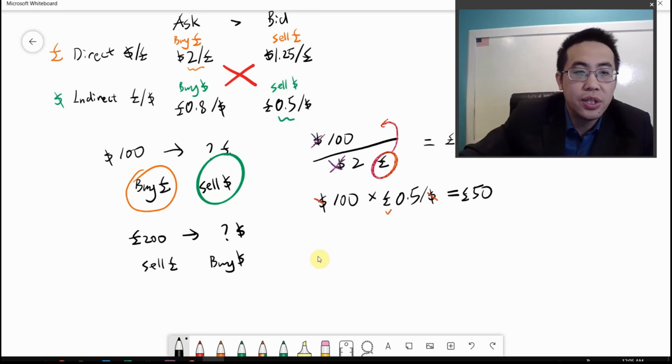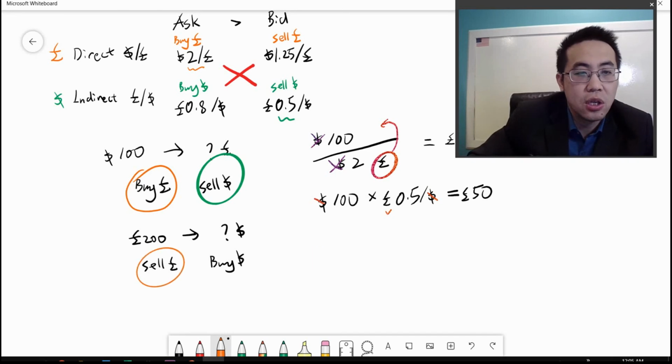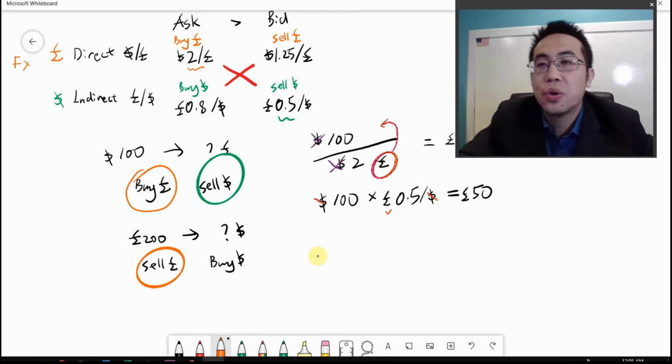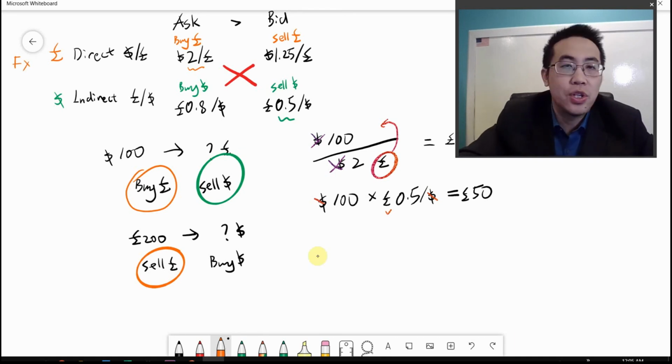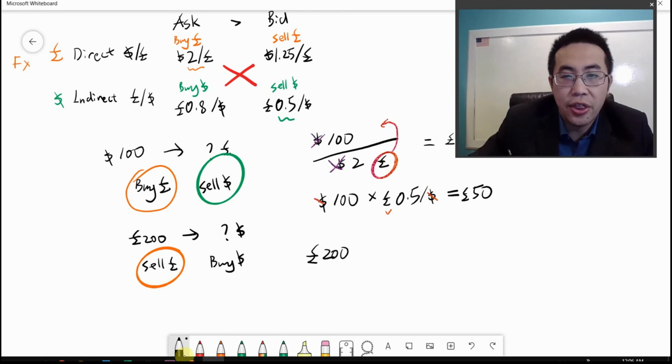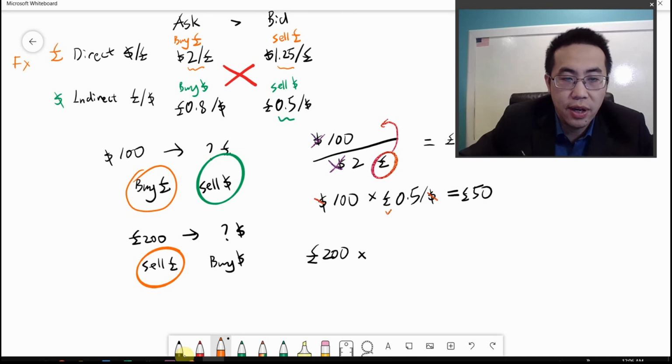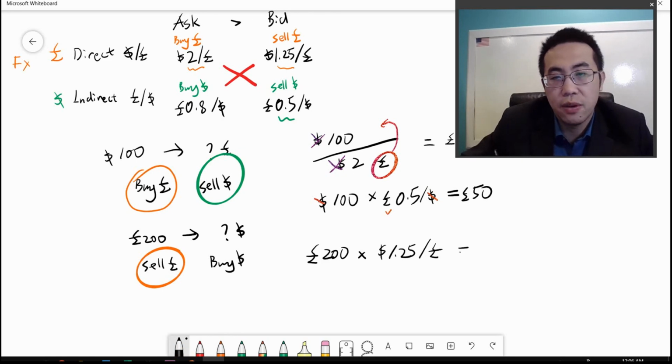And if you are selling pounds, then you would focus on the pound, the direct quote. So the direct quote is dealing with the foreign currency, foreign exchange. It could be pounds this time, it could be Japanese yen next time, or Swiss franc next time. And you start with 200 pounds and you want to sell it. When you sell things, you multiply by the price, and this is the price you want to multiply it by. So it's $1.25 per pound. And this would give you 250 dollars.